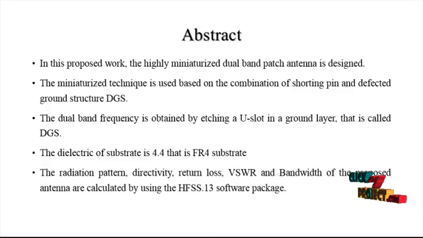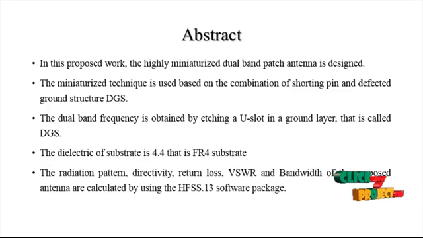A dual band frequency is obtained by using a U slot in the ground layer. That U slot in the ground layer is called a DGS. The DGS is a defected ground structure. In this process, an FR4 substrate with a dielectric constant of 4.4 is used in the antenna.